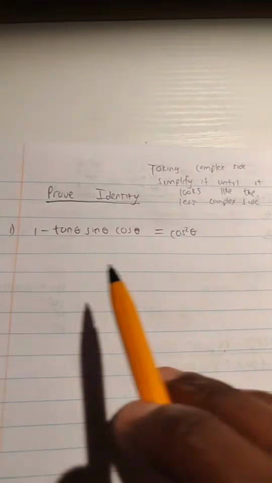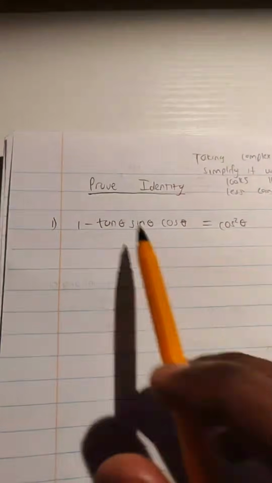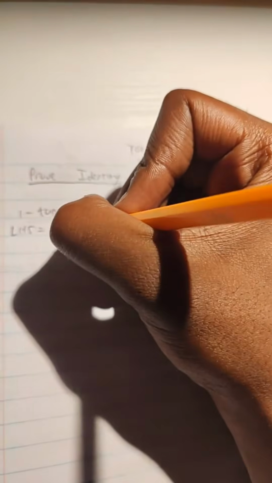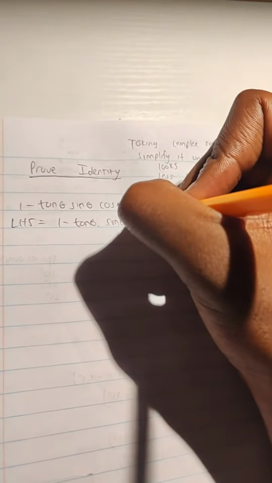And sometimes you can do that, but then find that you get to a certain point and then you have to take the other side as well and simplify it, right? So here, for instance, you can see who's complex this side. So I'm going to say left hand side is equal to 1 minus tan theta sine theta cos theta. Then I'm going to simplify that.